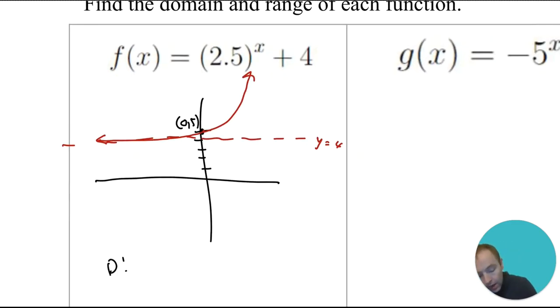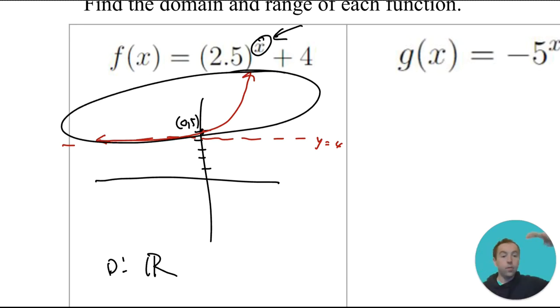So the domain of an exponential function is actually all real numbers. And that's because you can plug any sort of number you want into an exponent. It can be a negative exponent, a fraction, a decimal, positive, whatever, zero's fine, okay? But for the range, it stays entirely above that y equals 4 line. So the range would be (4, infinity) with a parenthesis on the 4 because 4 is not a member of the range. It's not an achieved y value at all.